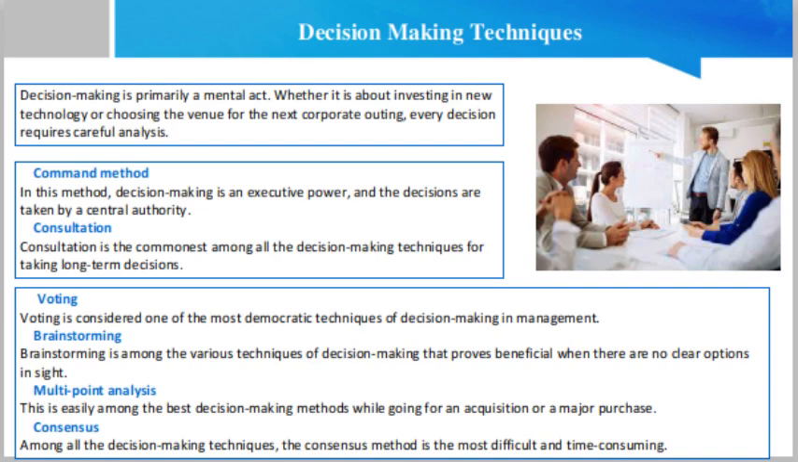Consensus. Among all the decision making techniques, the consensus method is the most difficult and time consuming. In this process, the group holds several rounds of discussions until everyone unanimously agrees upon a decision. Since this is one of those decision making methods that requires everyone to overcome their differences and decide in favor of one option, it can drag on endlessly without any result.